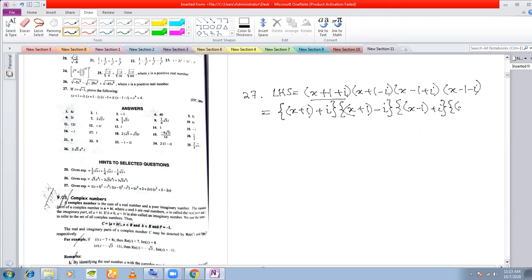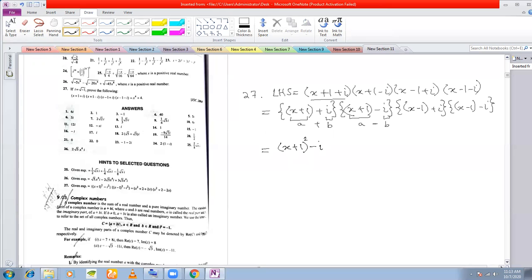And here, you write it in this manner. Okay. So now see here, if you take this as A and this as B, this becomes A plus B. If you take this as A and this as B, this becomes A minus B. And what is A plus B into A minus B? It is A square minus B square. So therefore, if you combine these two, this becomes A square, that means x plus 1 square minus B square.